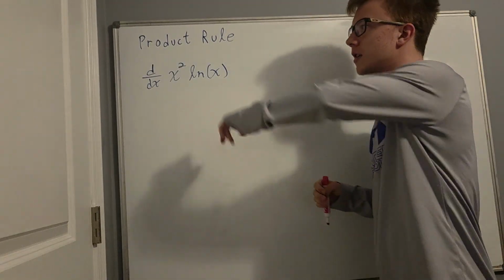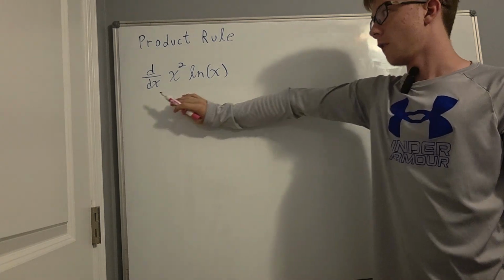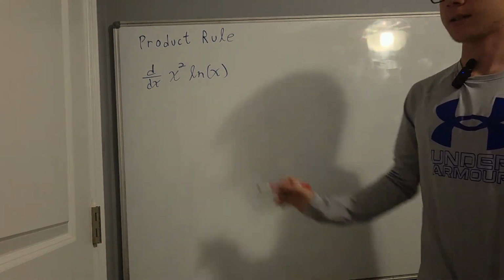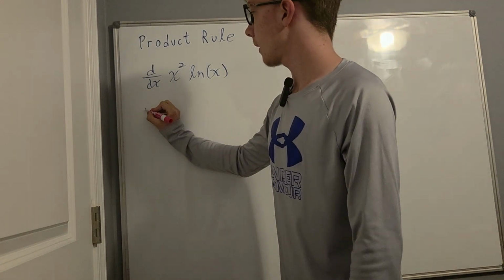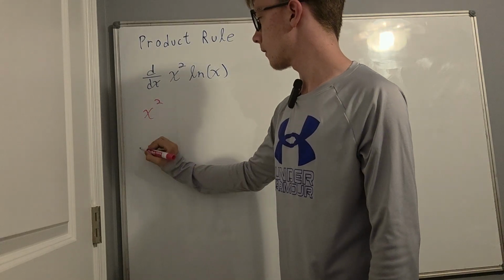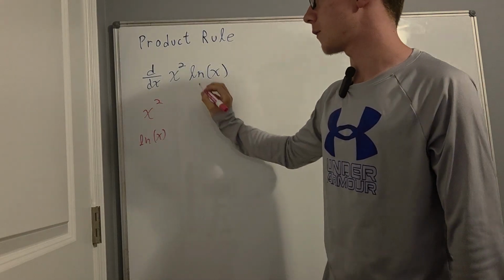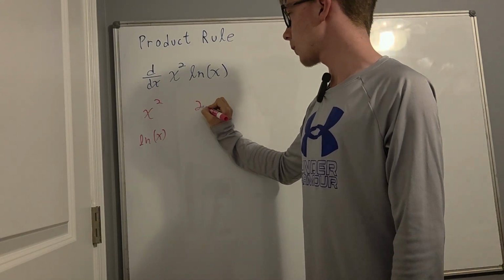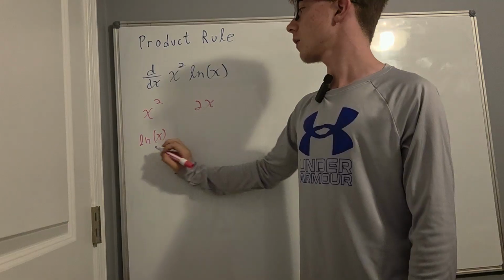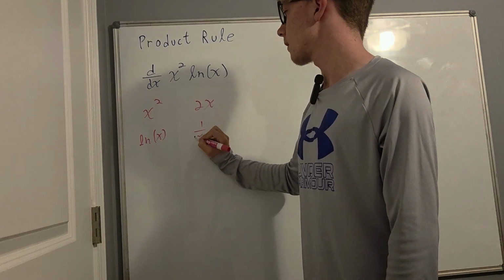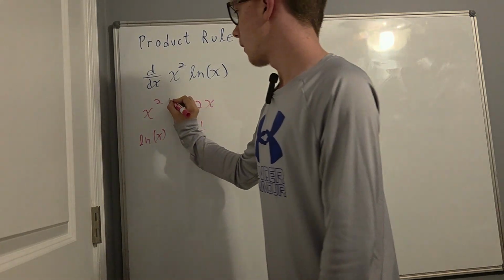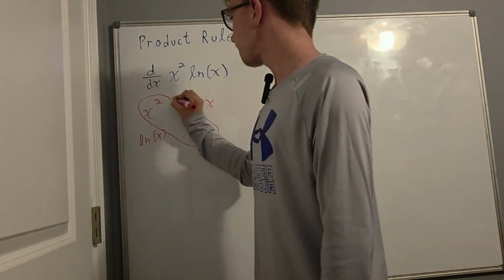All right, so I got a pretty simple one here. We're looking for the derivative of x squared times ln of x. To do that, I'm just going to draw my little box. X squared, ln of x. Then right here, the derivative of x squared is power rule, 2x. Derivative of the natural log of x, 1 over x. Do the same thing I did before. I'm going to group these together.